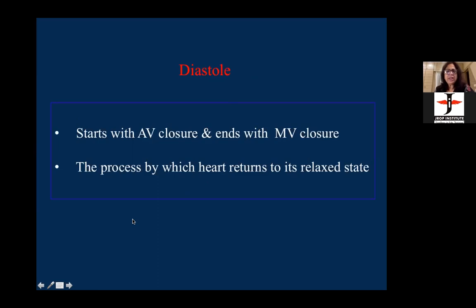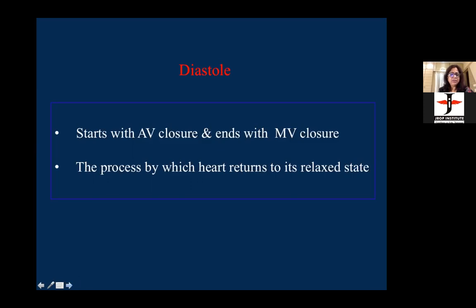Now let us recapitulate a little bit about the applied physiology of diastole, because you will need this knowledge for assessment of diastolic dysfunction by echocardiography. As we know, diastole is the phase of relaxation. It starts with aortic valve closure and it ends with the mitral valve closure. And it is the process by which the heart returns to its relaxed state.